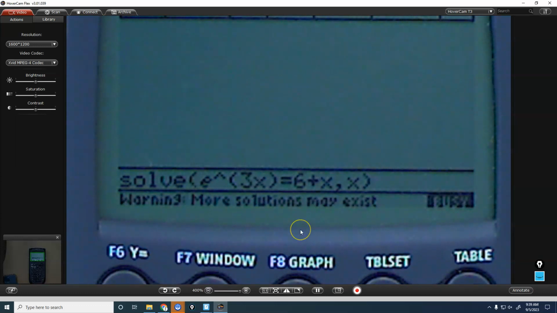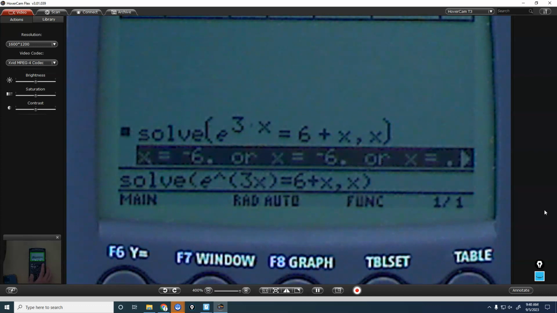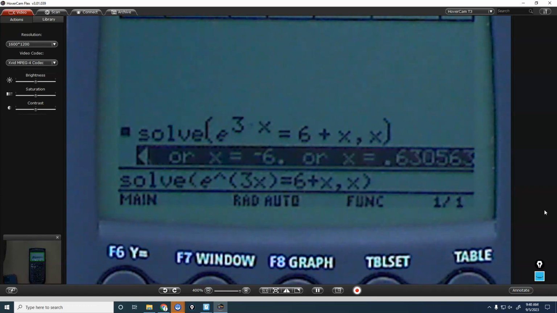It's going to warn us that more solutions may exist. It also warns us that we have questionable accuracy, because it uses an estimation process on some types of problems. But we have some options here. We got -6, another -6. It's probably got a huge decimal with it. Does yours have a decimal? Mine does. And then we got 0.630563. Now, it would depend on the problem.